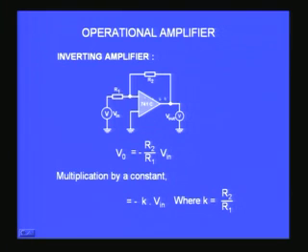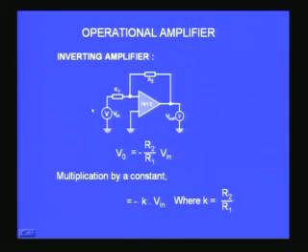Now what is the output voltage in terms of the input voltage? The expression is V output is equal to minus R2 by R1 times V input. So the multiplication factor now is given by R2 by R1. If I have R2 10k and R1 1k, I will get 10 as the multiplication factor k. V output is minus R2 by R1 times V in, where the k factor is basically R2 by R1.